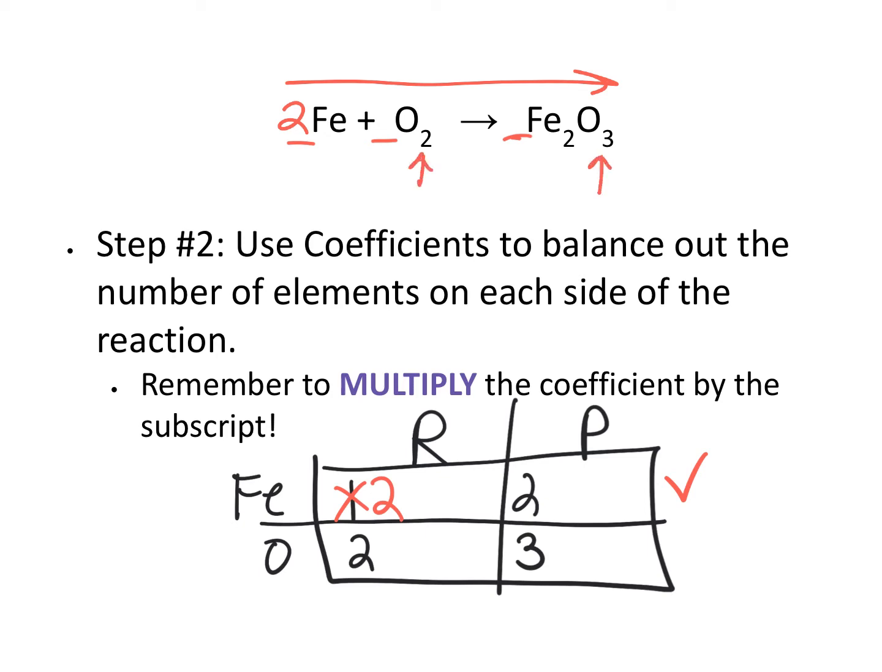The way that I can balance those out is by adding a 2 here and a 3 here, making these numbers 6 and 6. But now since I added this 2 here, I have messed with my total of my irons. So I have to multiply these 2 now. So I actually have 4 irons on my products side. So now what I can do is change this number to a 4. So I now have everything balanced.